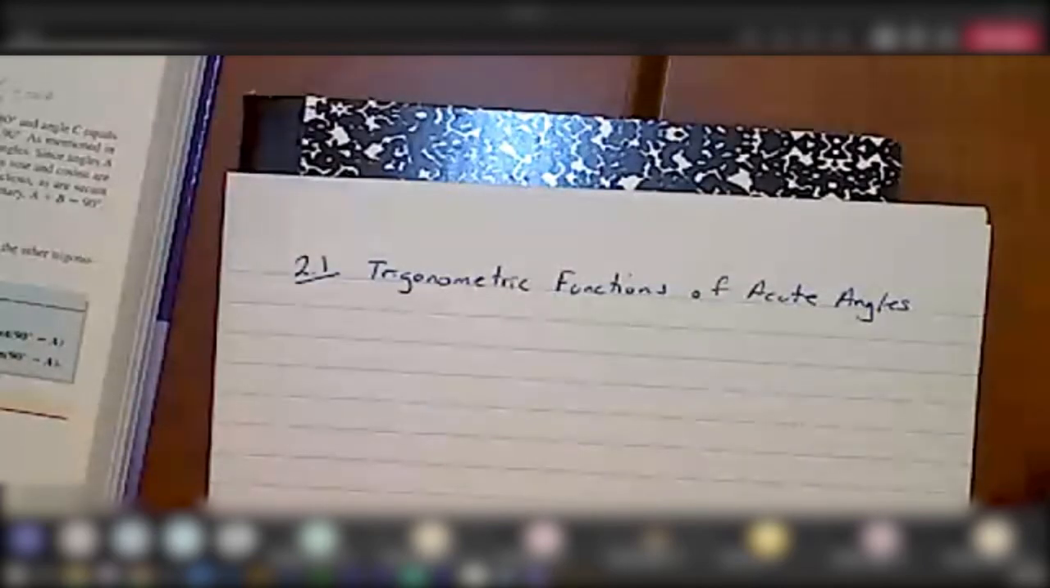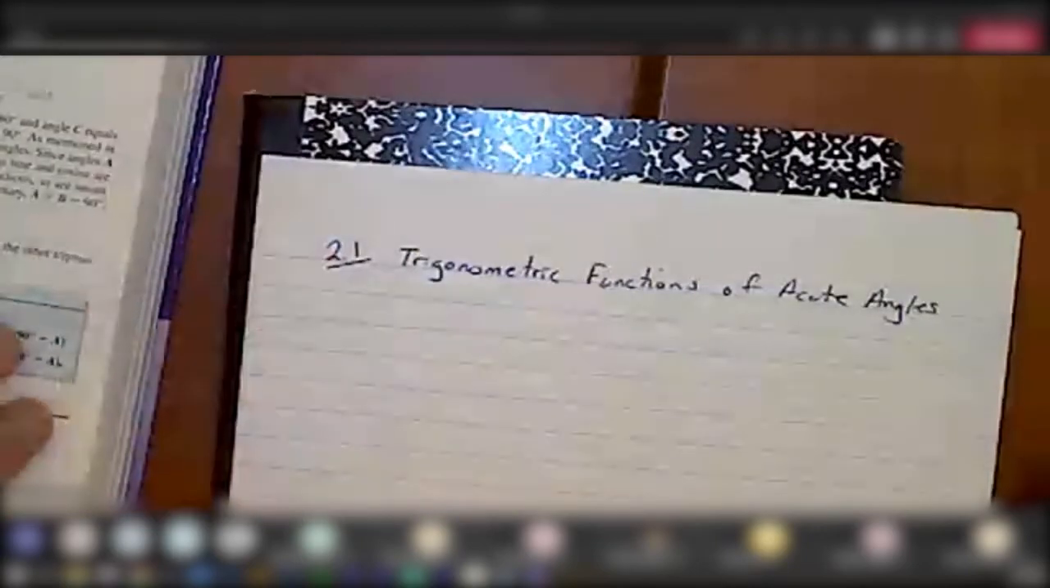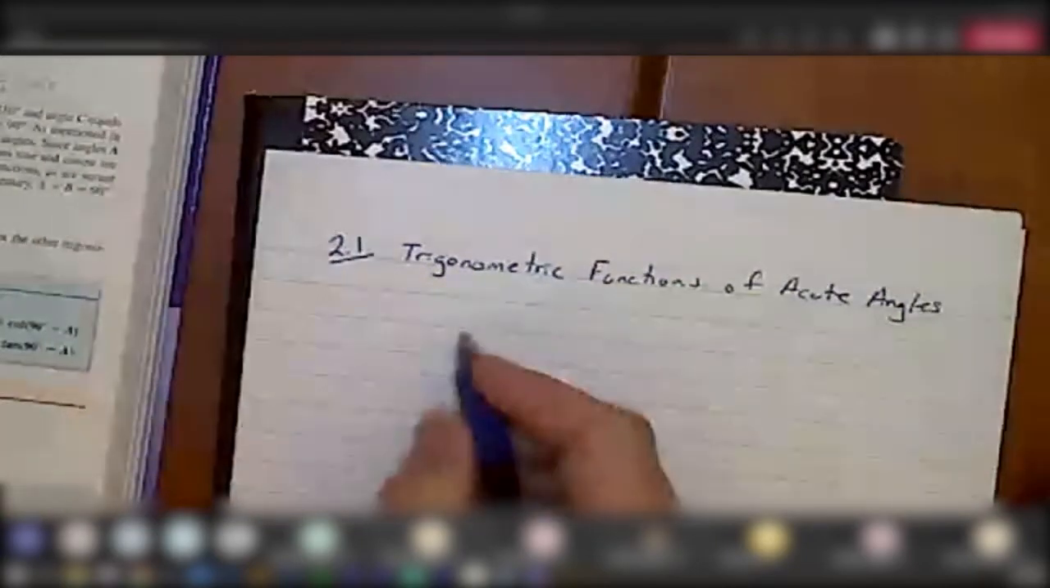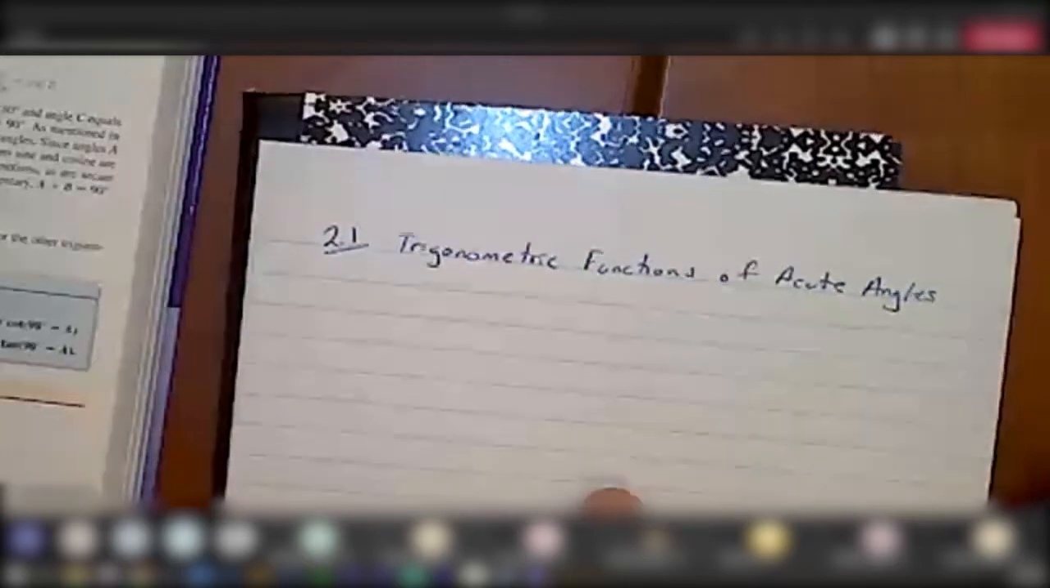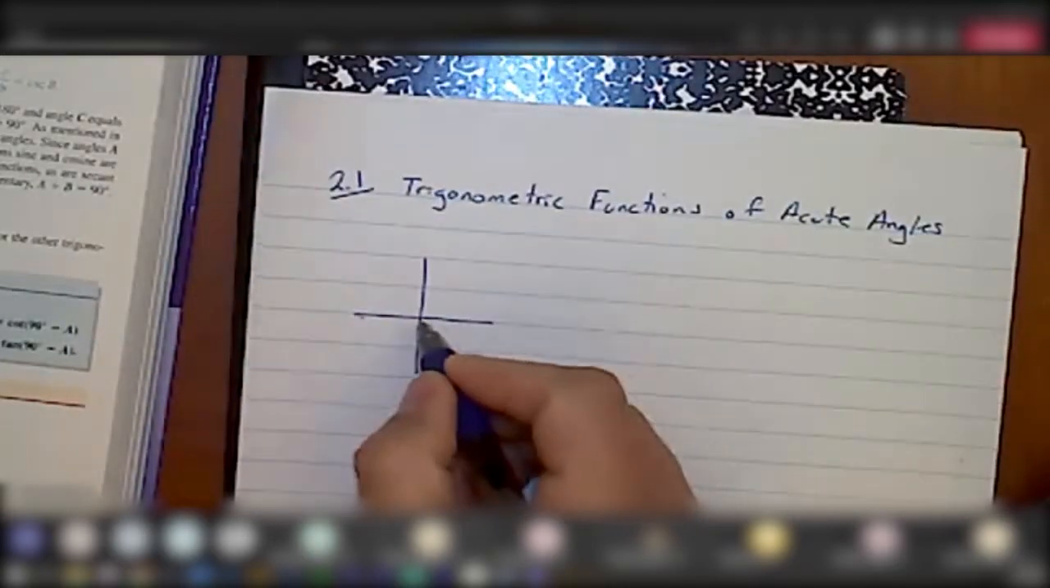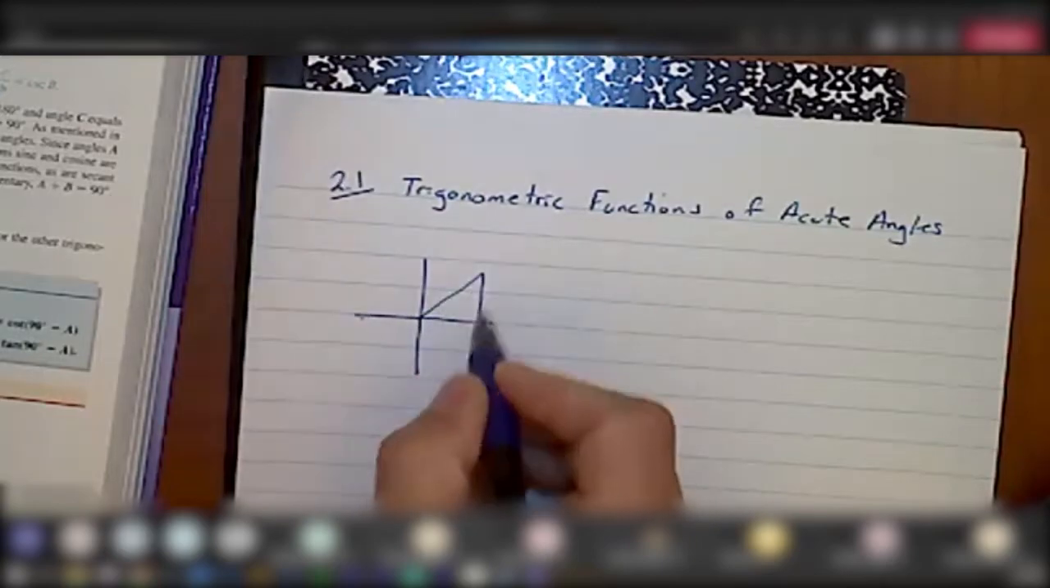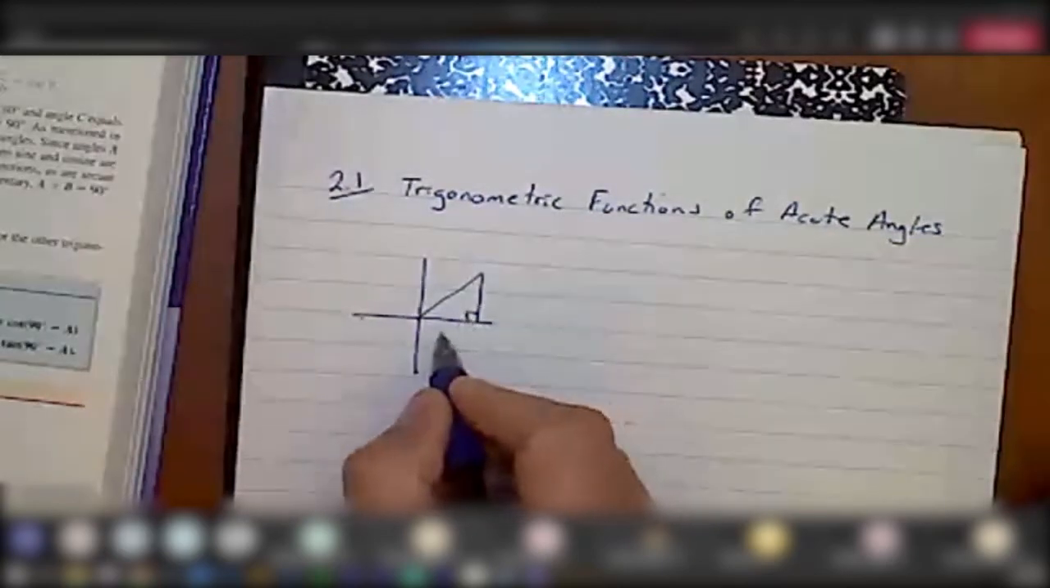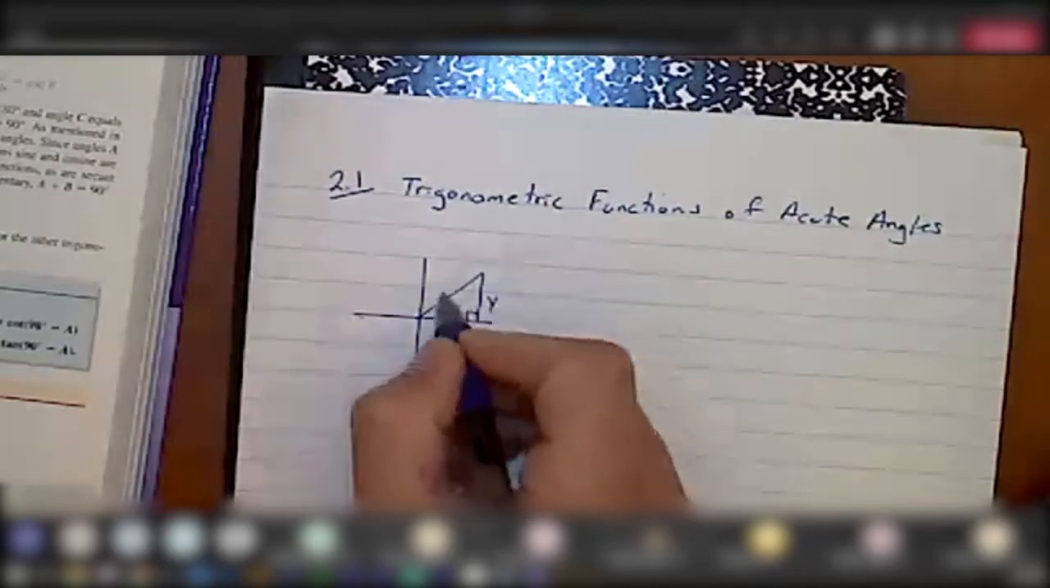All right, so the big difference from chapter 1 to chapter 2. Chapter 1 was all about putting the triangle on the coordinate plane. So the first thing we would do is draw the coordinate plane, draw this triangle, and label the X side, the Y side.